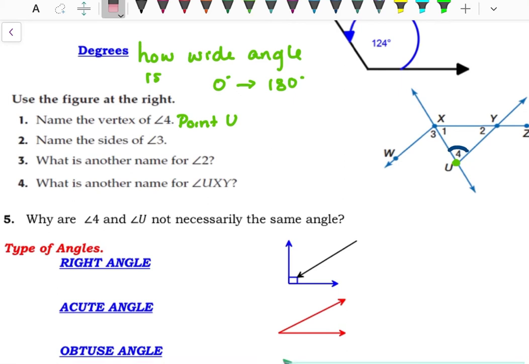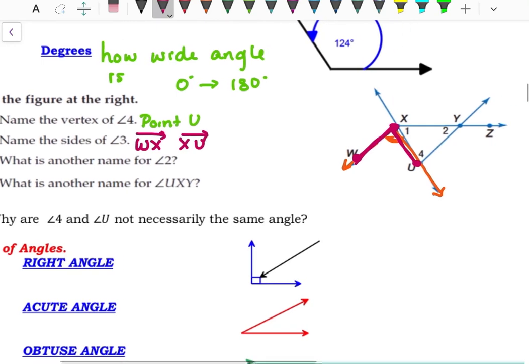Next, we want to name the sides of angle 3. Well, angle 3 is right here. So first thing I'm going to do is trace that angle out following the rays. And then I'm going to identify the points that make up the angle. So I've got a point W, I've got a point X, and I've got a point U. So the sides of this angle would be ray WX, going off in one direction, and then ray XU, the other ray going off in the other direction that make the angle.